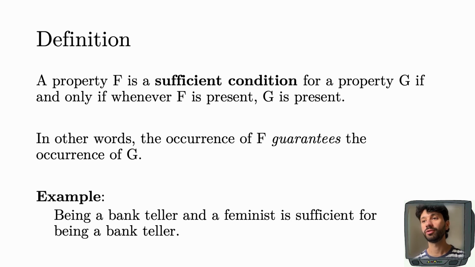Let's look at an example from last time. Being a bank teller and a feminist is sufficient for being a bank teller. Right? If I know that Linda is both a bank teller and a feminist, then I'm guaranteed to know that she's going to be a bank teller. And so with sufficient conditions, generally the property F here is going to be more specific. It's going to be a stronger property than the property G.